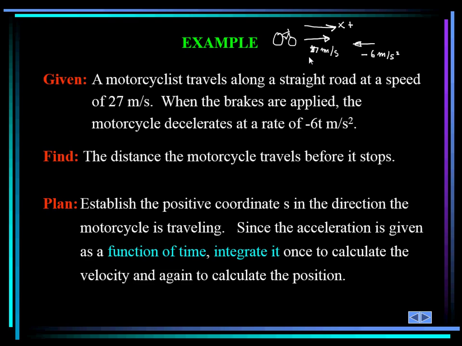So the first thing is to establish a positive coordinate system in the x direction. That's what I was trying to tell you. You say, this is my coordinate system. Either you use S or you use Y here. I like X, just X and Y. And then it says, since the acceleration is given as a function of time, integrate once to calculate the velocity.